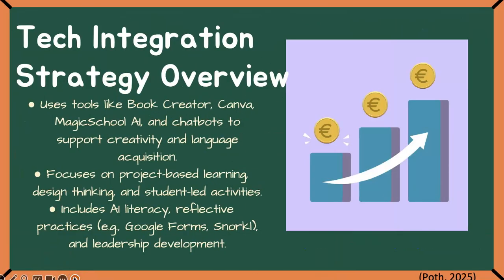Tech Integration Strategy Overview. Several specific tools and methods are discussed. Platforms like Book Creator, Canva, and Magic School AI are used to foster creativity and language acquisition. Instead of traditional worksheets or vocabulary drills, students engage in project-based learning, design thinking, and student-led activities.